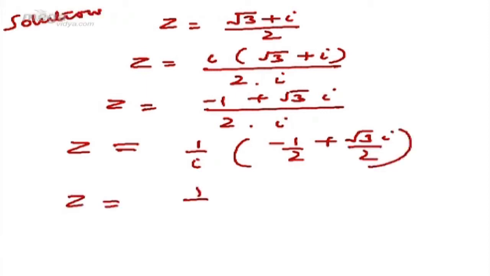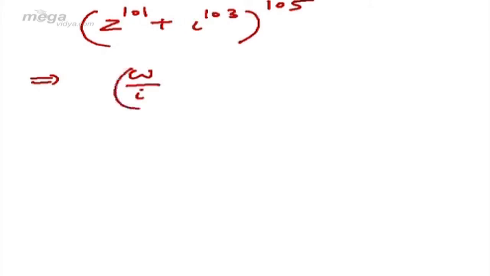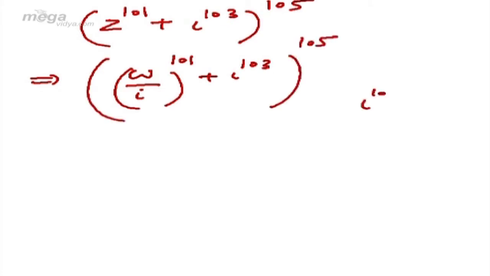So Z is equal to 1 by i into omega, so this will become omega by i. Now let us come to the expression, that is (Z^101 + i^103)^105. This will become (omega/i)^101 + i^103, whole to the power 105. i^103 can be written as i^102 into i, which is equal to minus 1 into i. So this will become minus i.